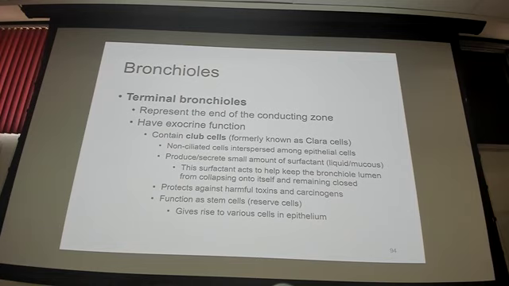Terminal bronchiole, so named because they are the end of the conducting zone, right? So what is happening from the mouth, the oropharynx, to the terminal bronchioles? Airway conduction, movement of air, that's it. No air, no respiration, okay? And you get to these cells, the club cells, they produce a little bit of surfactant.